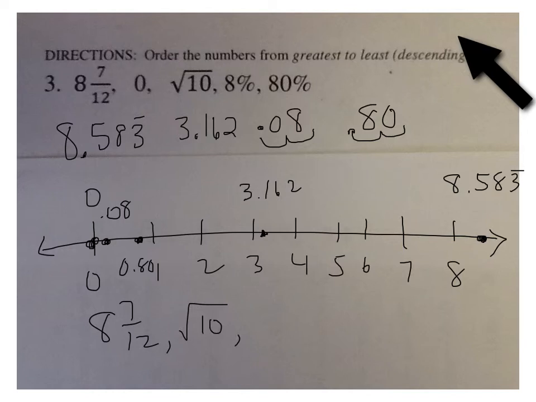The next number I come to is 0.80, which is 80%. And then the next number is 0.08, which was originally 8%. And then the last number is 0.